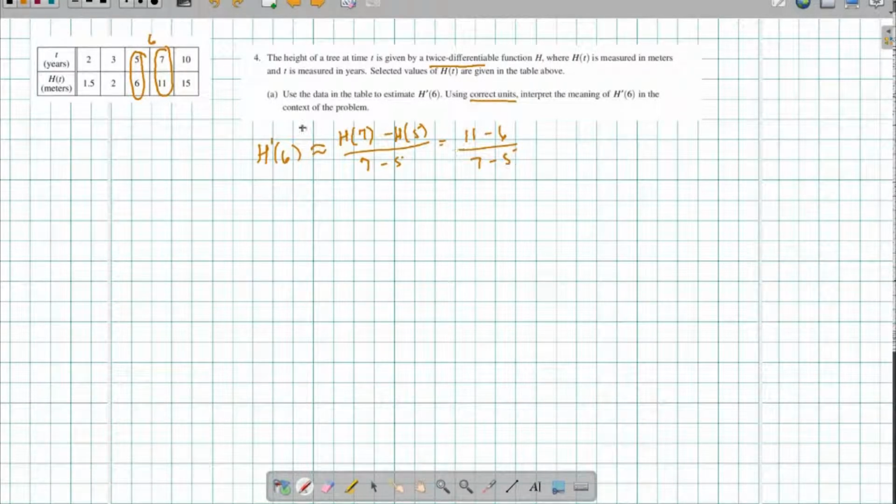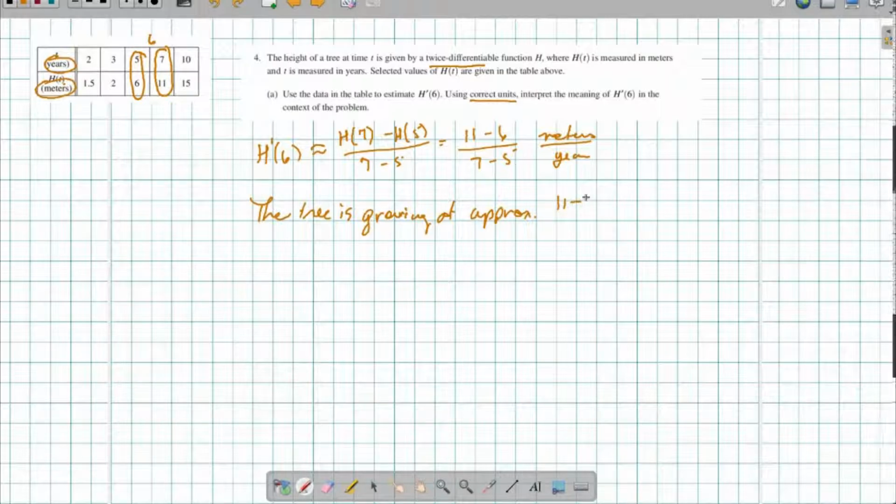And using correct units, keep in mind that we're talking about a change in meters over time. So this is meters per year. So in other words, I could say the tree is growing at approximately 11 minus 6 over 7 minus 5 meters per year at 6 years. So I've interpreted the meaning of this in the context of the problem. That's approximately the rate at which we're growing.